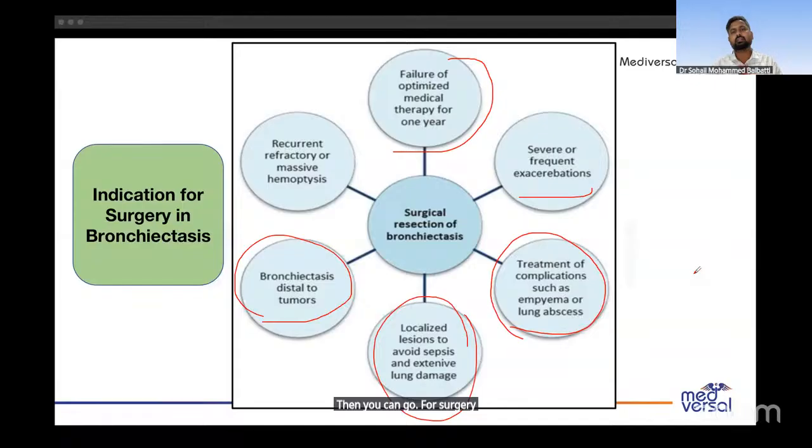But again, the performance status of the patient is evaluated. It's not that just because the patient is having severe exacerbation, put him to the surgery. No, the patient has to be physically fit. He has to have good performance status. Then only can the patient undergo surgery.